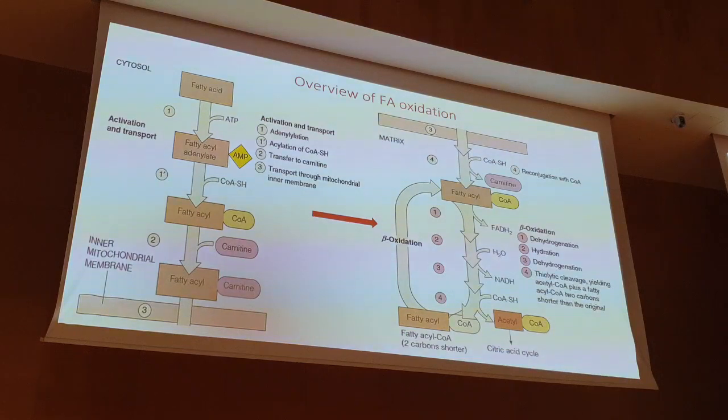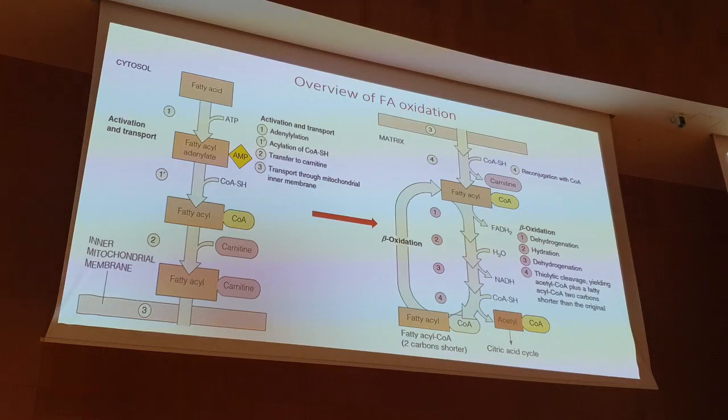Then that will go back up to the top, and we go through the 4 reactions again. This time we take out another 2 carbons. So we go to 12 carbons, and so on, until we end up with just 2 carbons. And that would be acetyl CoA.